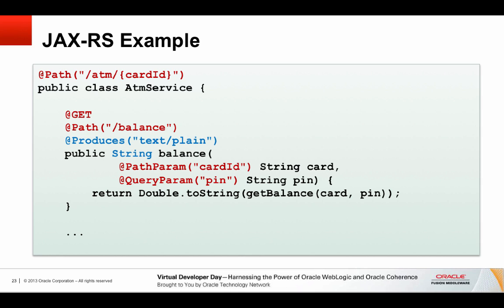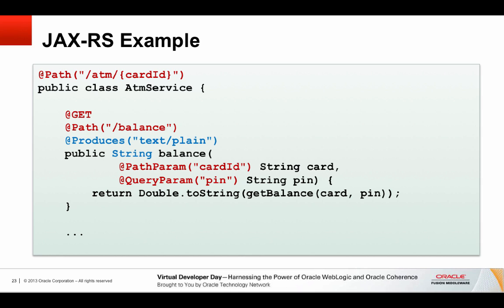I then have a method here called balance, and you can see that I'm annotating this with @GET, so that exposes this to the HTTP GET operation. I've further got a path, so this will be accessible within /ATM/card ID, further by utilizing a /balance URI. So that's how I specifically reference this particular method.